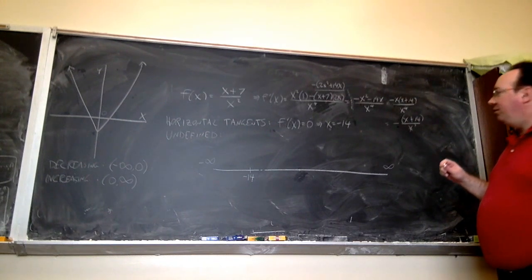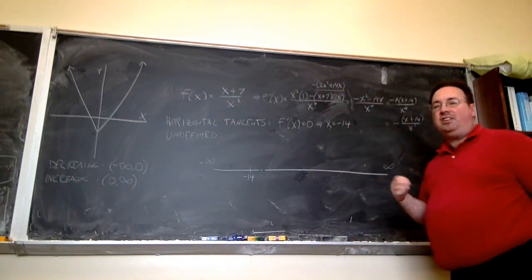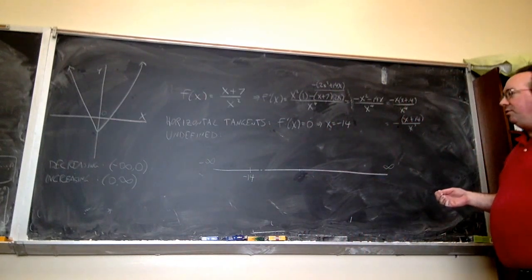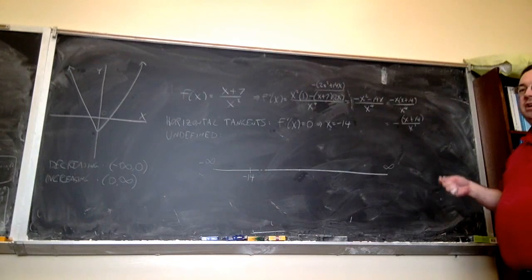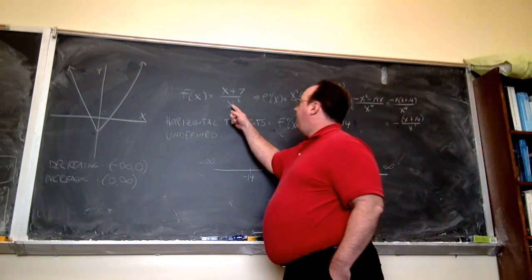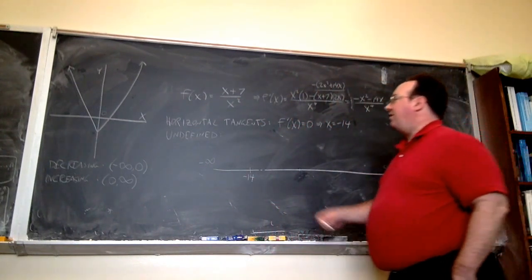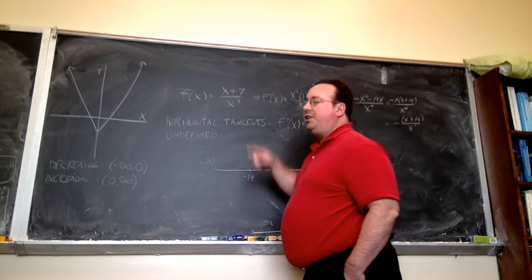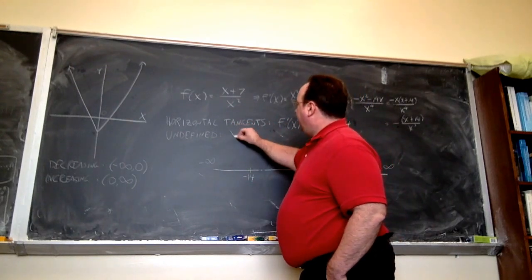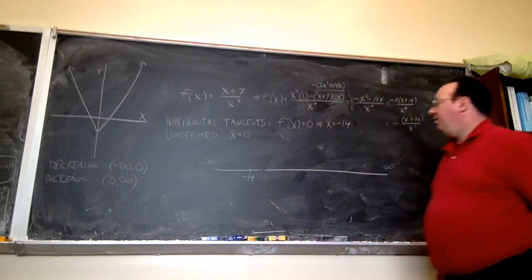But before we continue, we also need to note where a function is undefined, because when a function is undefined, that can also cause a function's graph to switch from increasing to decreasing or vice versa. So let's go back to the original function, and we see that the function is undefined at x equals 0 because that is where the denominator would be 0. So you need to make note of any such points where the denominator is equal to 0.